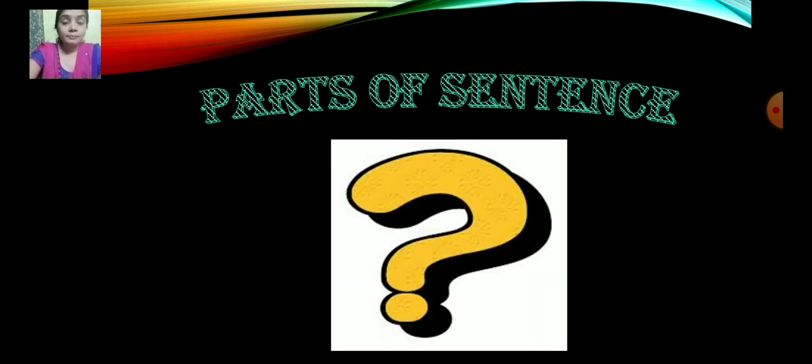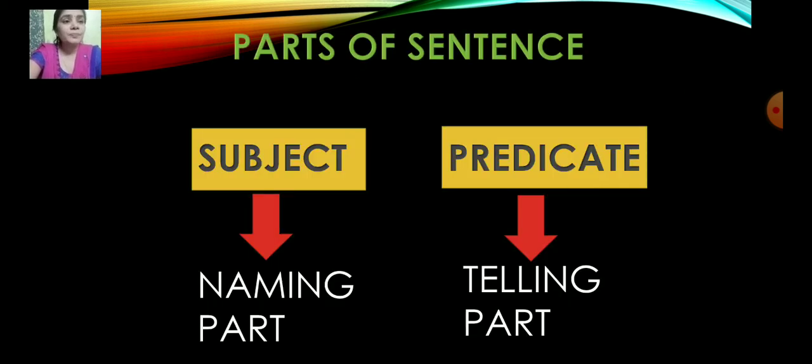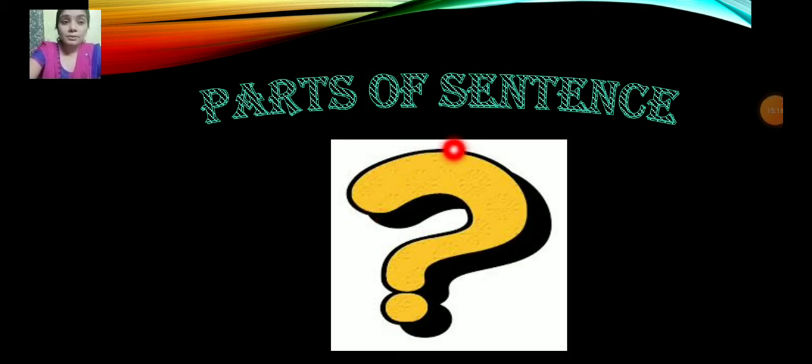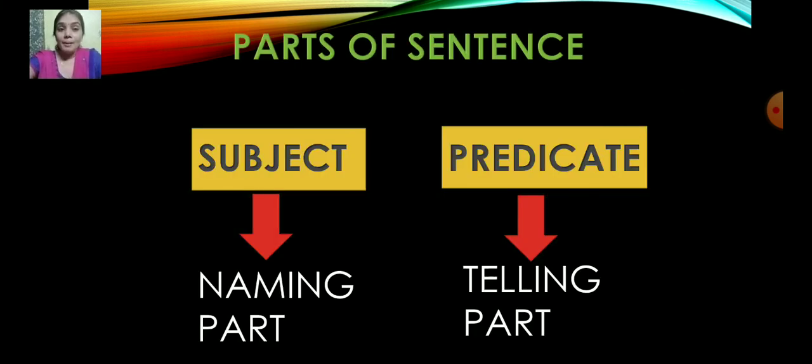Now, next one, let's learn the parts of a sentence. What are the parts of a sentence? So, do you have any idea? When you take any one sentence, it is divided into two parts. Now, let's see what those are. As I said, it is divided into two parts: subject, predicate.